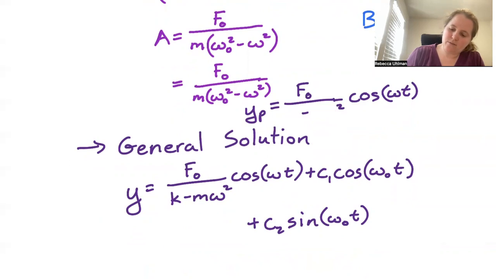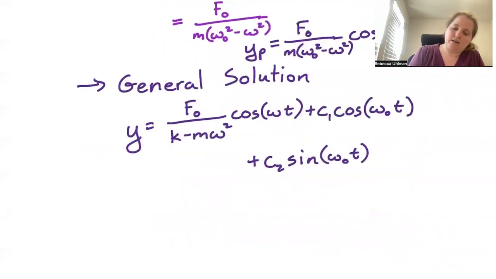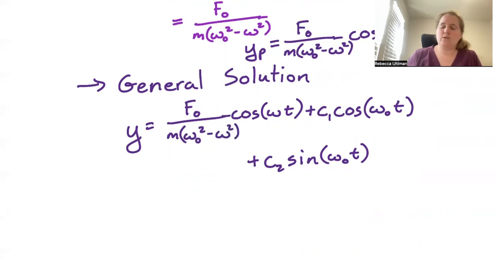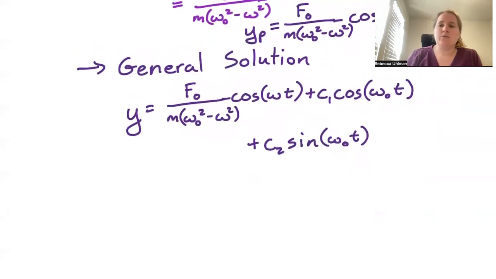And our particular solution, again, will have f naught over m times omega naught squared minus omega squared. And in our general solution, again, we have m times omega naught squared minus omega squared. So this is our general solution. Again, here we were assuming that omega was not equal to omega naught. We could plug in our initial conditions.